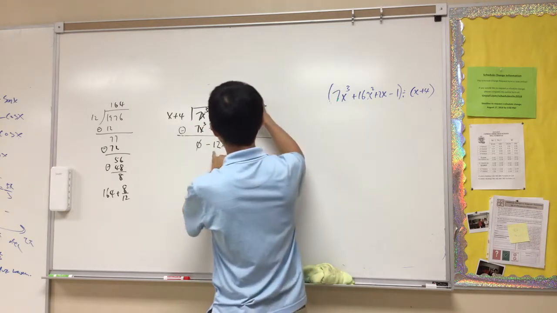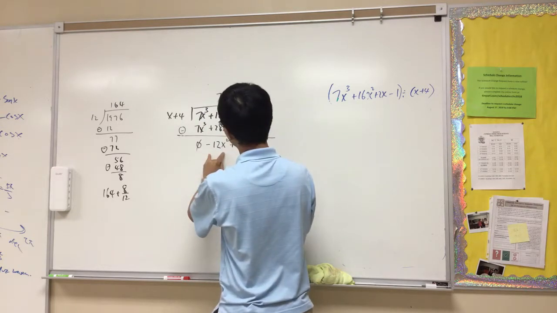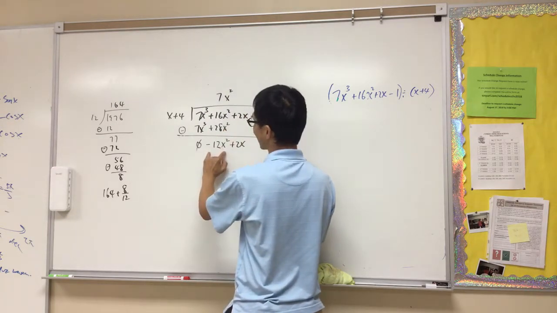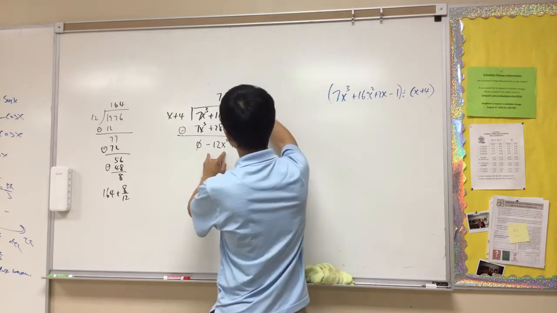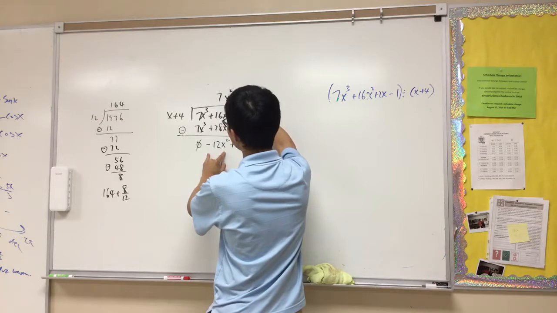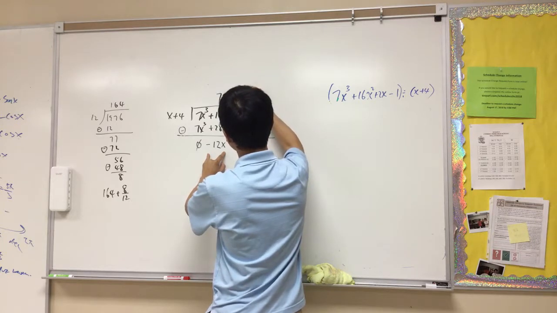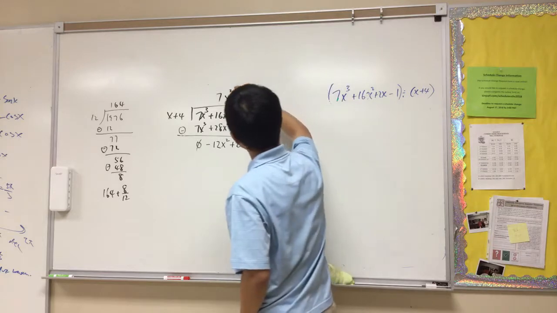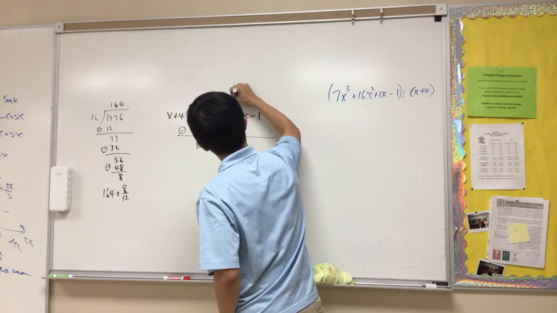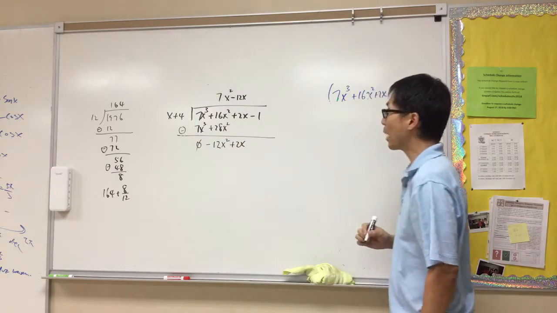Then I'm going to subtract again. Now here, you've got to be careful. We're trying to get exactly the same thing as negative 12x squared, so they can subtract off each other. So is it plus 12x or minus 12x? Oh, I'm sorry, it's minus. It's supposed to be minus on this one.